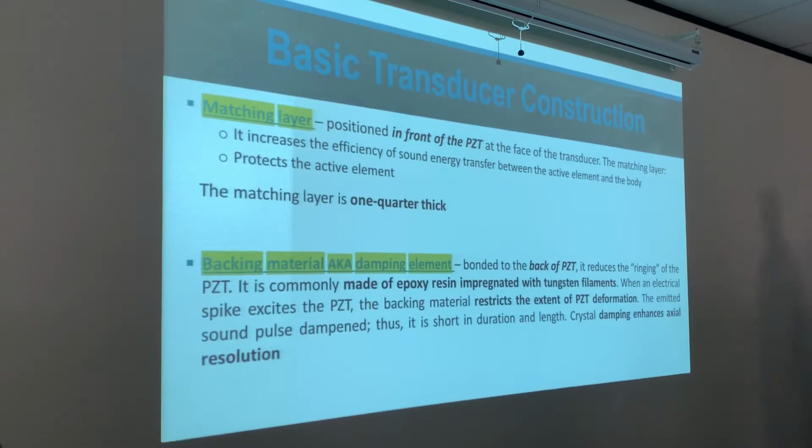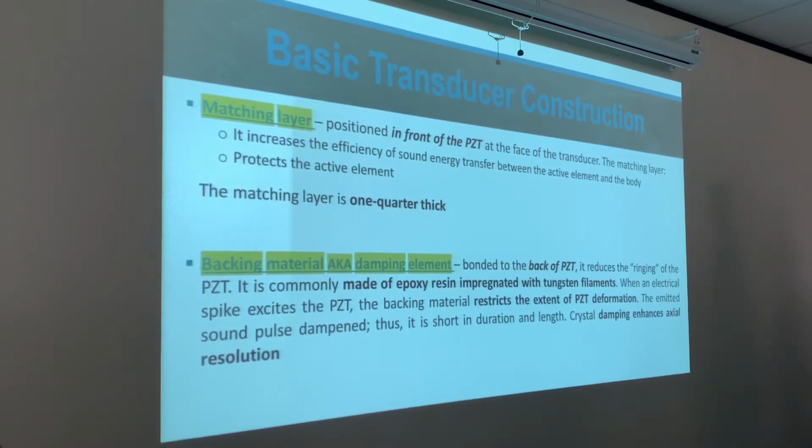The difference between a continuous wave transducer and a diagnostic ultrasound transducer is that continuous wave transducers don't have a backing or damping element because they don't need one. They're continuously sending sound out. That would be the difference. If somebody asks you what's the difference between a continuous wave and a diagnostic transducer, continuous wave transducers don't have a damping element, they don't have a backing element.